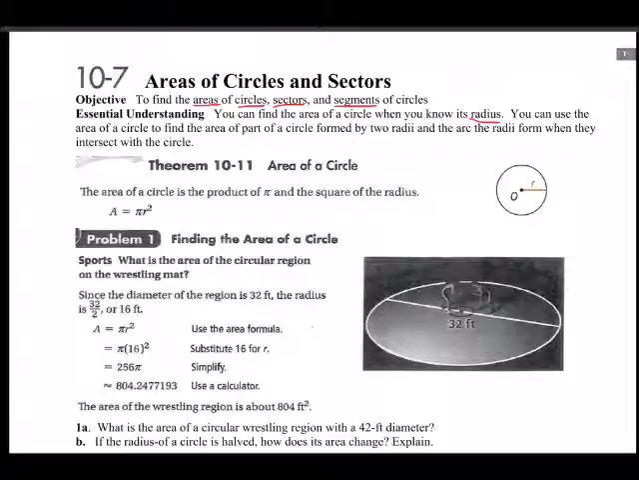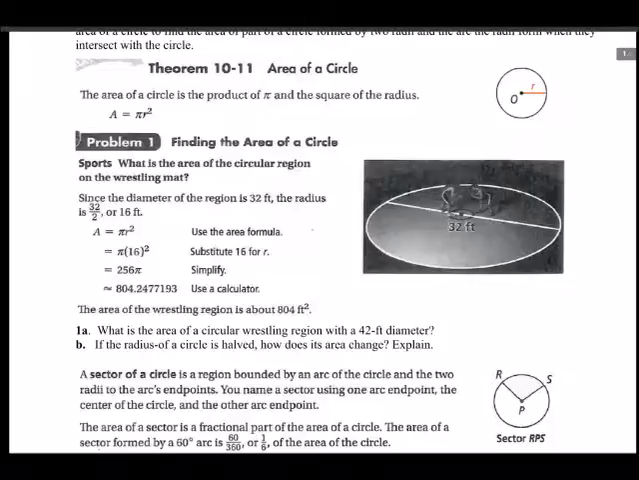So our first theorem here is one that we are very familiar with, the area of a circle. And you know that the area of a circle is pi r squared. And the only thing we really need to know about this is radius is diameter divided by 2. Circles are identified by their radius, so we need the radius. If you're given a diameter, you just cut it in half. Let's look at our first problem here.